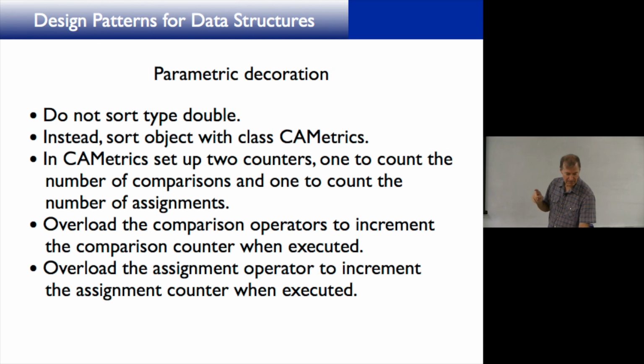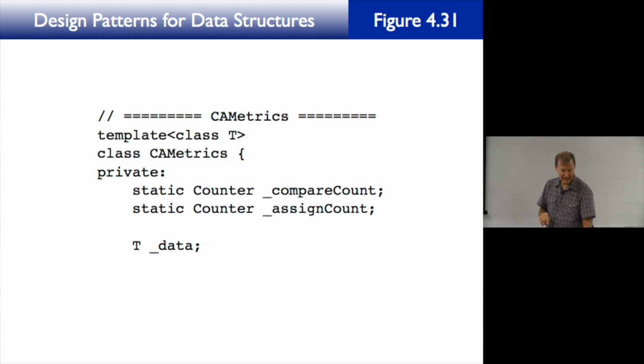And now, what was the main idea in parametric decoration? We don't sort type double. Instead, we sort an object that has a class CA metric. And in CA metric, we set up 2 counters, one to count the number of comparisons and one to count the number of assignments. And now, let's review this because this is super important.